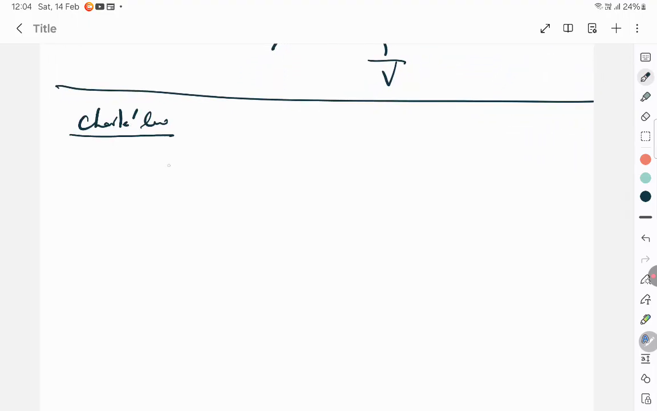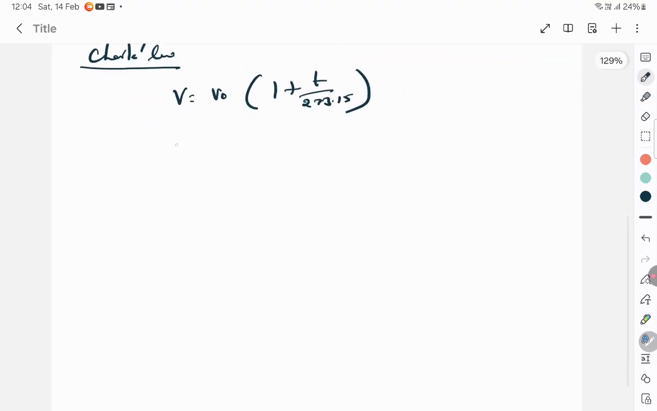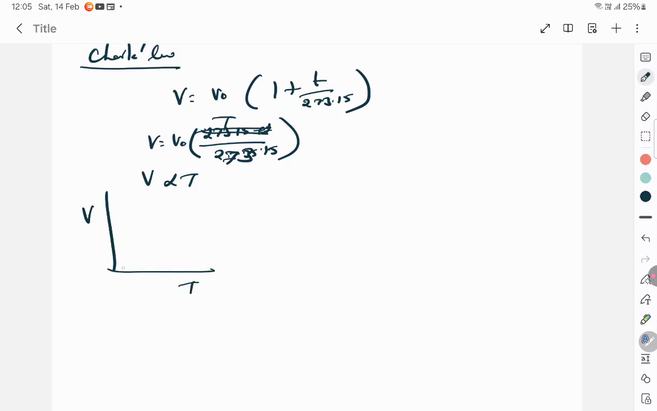Charles' law is this, where volume V is equal to V naught into 1 plus T by 273.15, and this shows that when you take an LCM, it's 273.15 plus T by 273.15, which shows that this is the final temperature. Therefore, volume is directly proportional to temperature. So then in Aurora, they would have drawn the VT graph to be a straight line, where it's a linear graph.